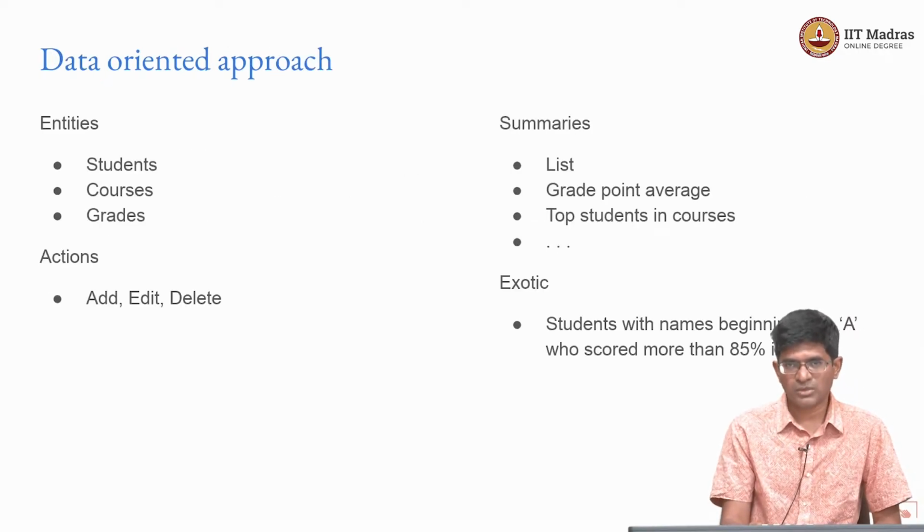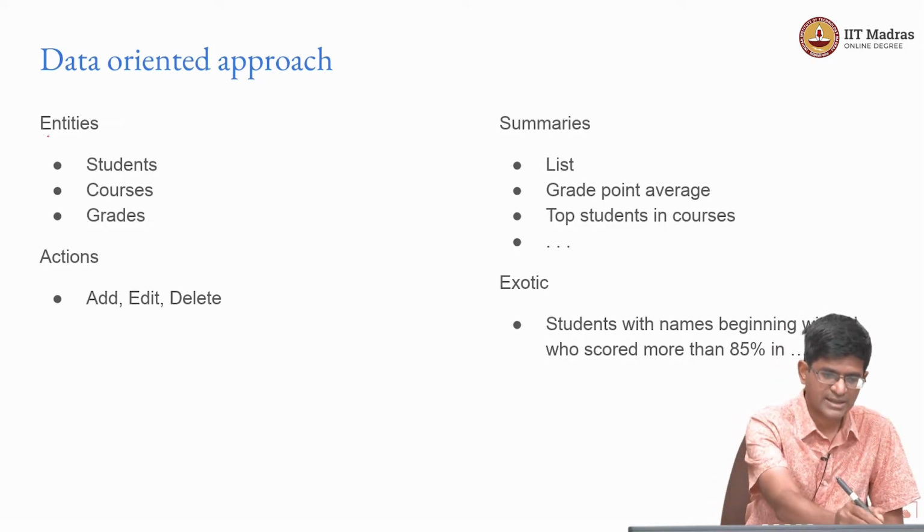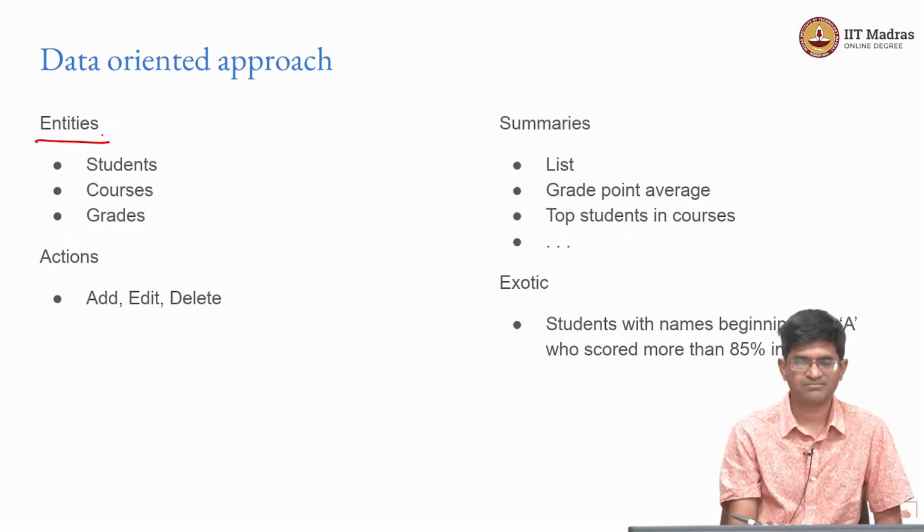Now, one of the recommended ways of looking at designing an API is to take a data-oriented approach, right? And we have been having this running example through this course where we look at a grade book, right? So there are students who are enrolled in courses and who receive grades for their performance in the courses, okay? So all of those can be thought of as entities, right? They are the nouns or the objects that are there in the system, right?